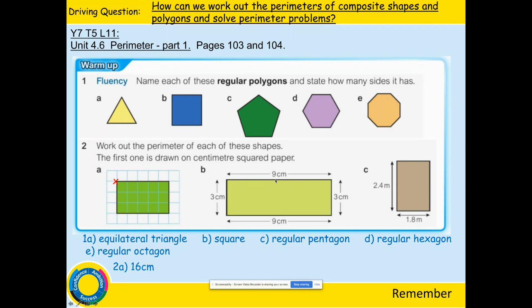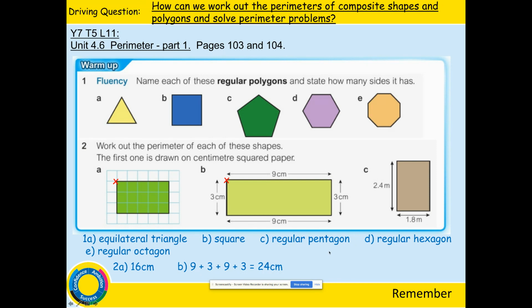This one was not on squared paper, but we have been told it's 9 centimetres along here and 3 centimetres down here. Because it's a rectangle, that is 9 and that is 3. So we need to add all those numbers together. It's 9, add 3, add 9, add 3, which equals 24. You could say 9 add 3 is 12, and then times 2 or double it, because you're doing 9 add 3 again. So 9 add 3 is 12, times 2 is 24.